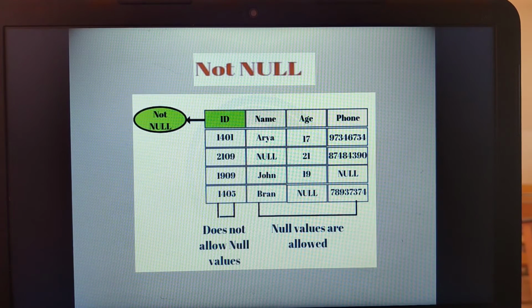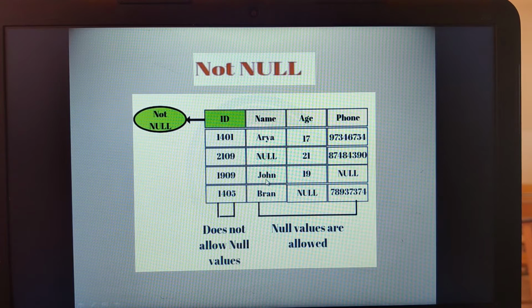Therefore, unique is a key that ensures the column or the group of columns has distinct values. But a unique column will also allow a null value. Now I can say the name column can also be unique. I can apply the unique constraint here, and it consists of unique values. You may say it has a null value? Yes, but null is not repeated, it appears only once. Arya, null, John, Bran. So these are all unique values. Then the name can have a unique constraint.